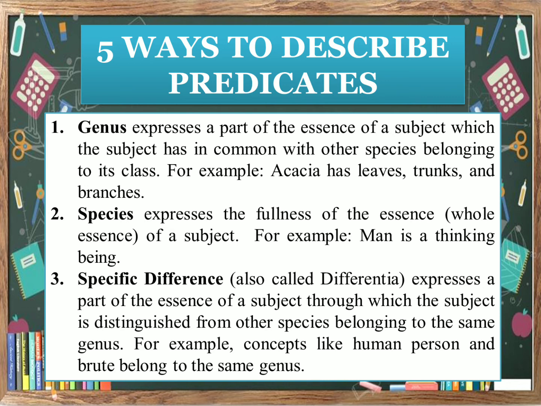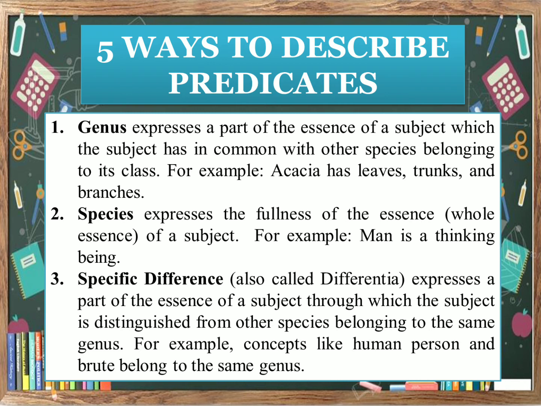First, genus expresses a part of the essence of a subject which the subject has in common with other species belonging to its class. For example, acacia has leaves, trunk, and branches. Second, species expresses the fullness of the essence or whole essence of a subject. For example, man is a thinking being.